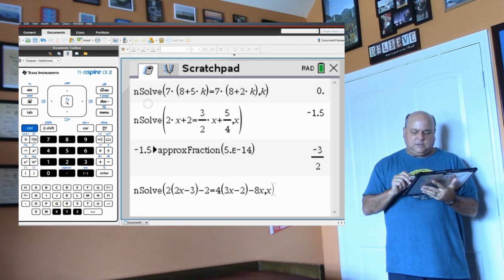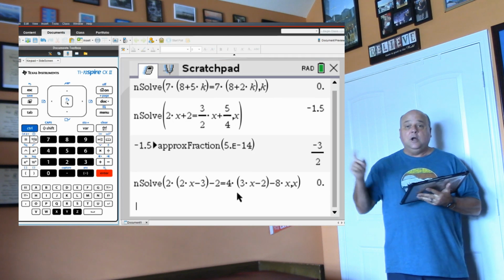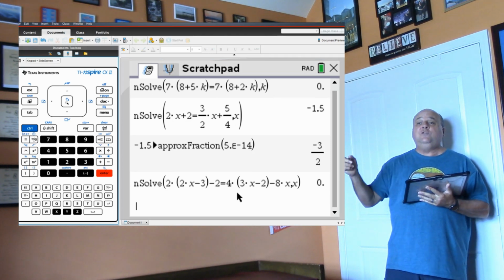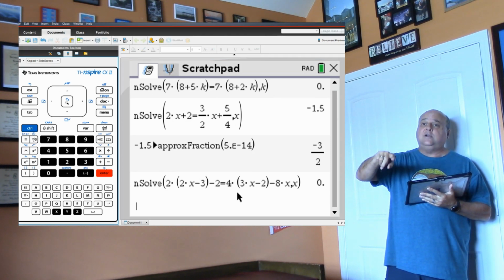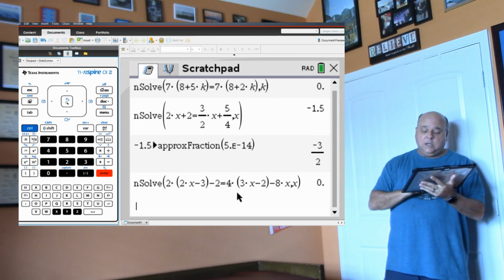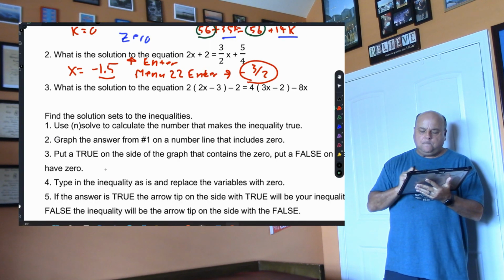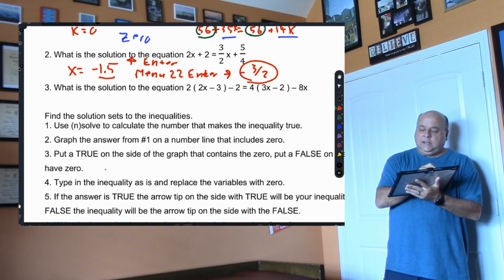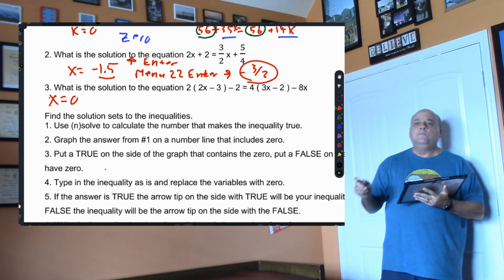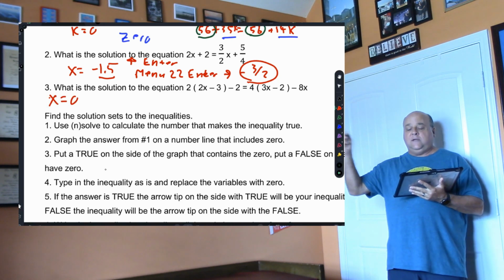So let me check this. I got 2 parentheses 2x minus 3 minus 2 equals, that is it. Hit enter. And notice we get 0 again. If you get 0, you got to figure out if the letters cancel or if the numbers cancel. So let's go back up to the top. We're going to go to our paper again. And let's put x. So x equals 0. So it could be 0 or it could be infinite solutions.